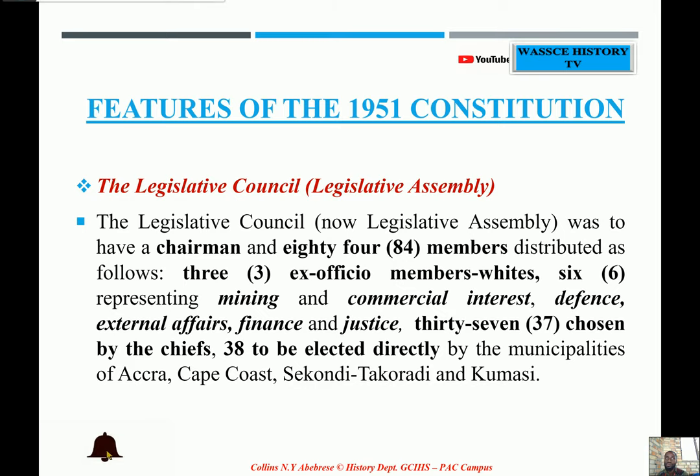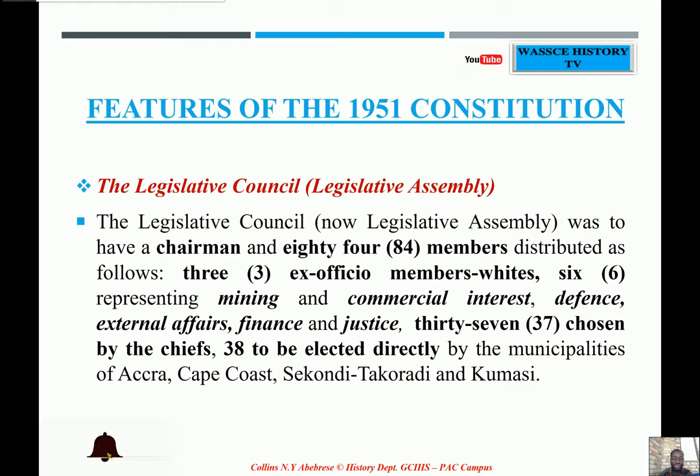And so you realize that the British have never favored the educated elite, not at all. They have had their own way of doing things. So that is that, as we have seen over there. Good. But it's quite interesting that after this whole thing, you realize that Nkrumah in 1951 would come. Of course, he himself was an educated elite, and so he would come and take away all the seats of the chiefs, and that brought some sort of enmity between Nkrumah and the chiefs later on in 1956.